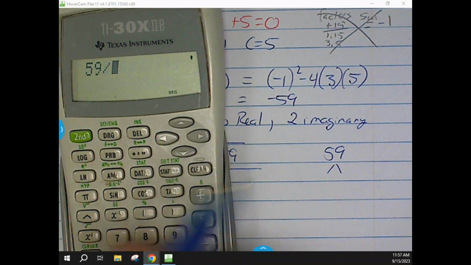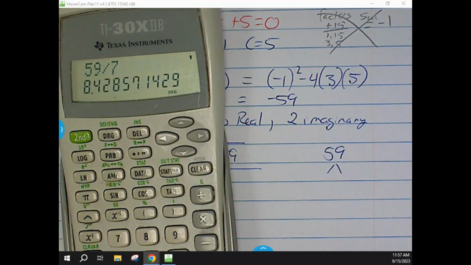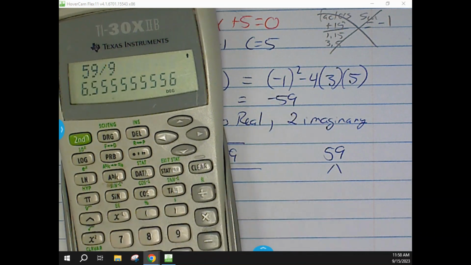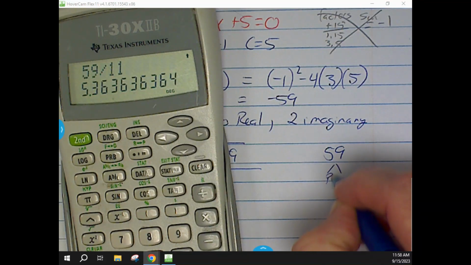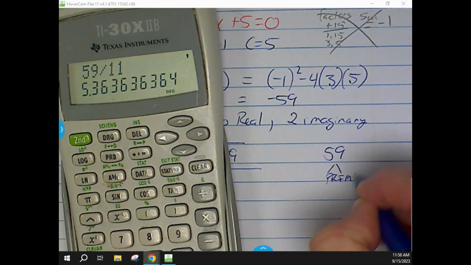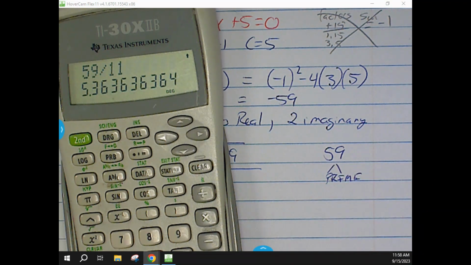You check 59 divided by 7. That doesn't go. If you check 59 divided by 9, that doesn't go. If you check 59 divided by 11, that doesn't go. If you start checking all the odd numbers, none of them go into it evenly. So that means that 59 is just prime, which means we cannot break it down.